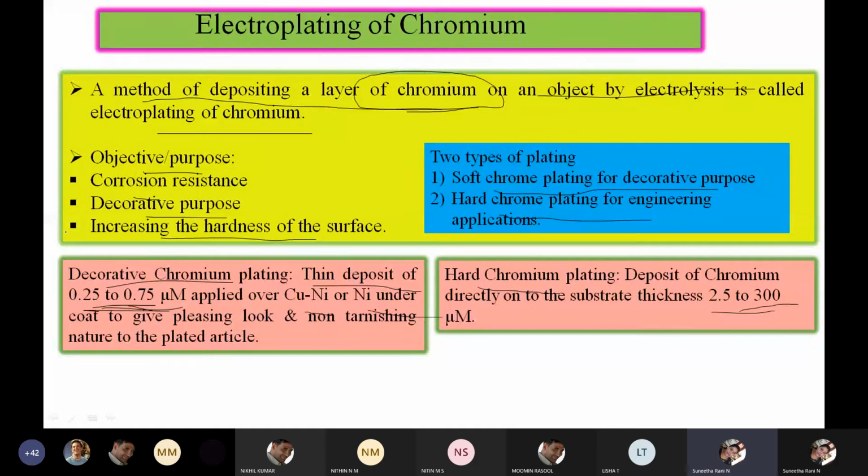Understood? So now what you have to do is write only the definitions as in the previous one. Here also you write the method of depositing. Write electroplating of chromium. Write the definition. All of you can see the slide, no? Yes, ma'am. So write the definition, electroplating of chromium, method of depositing chromium, and types of plating. Up to there you write.